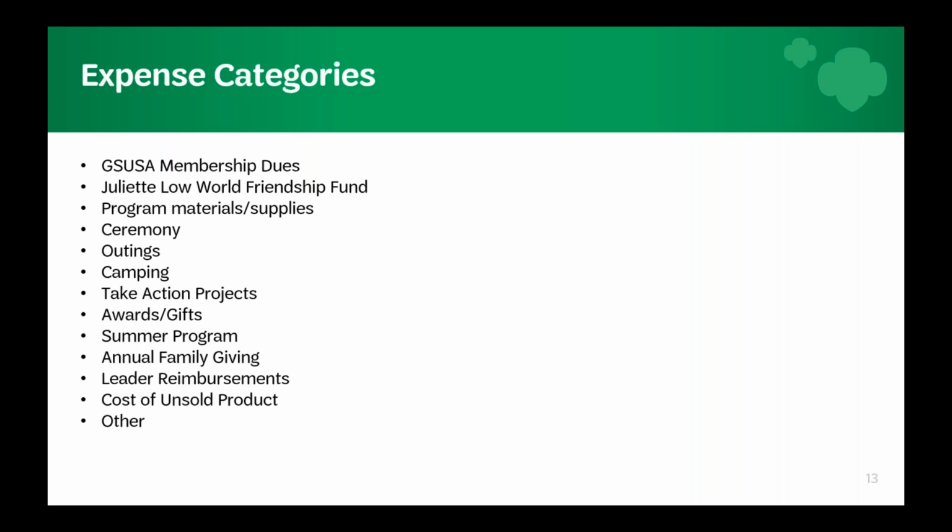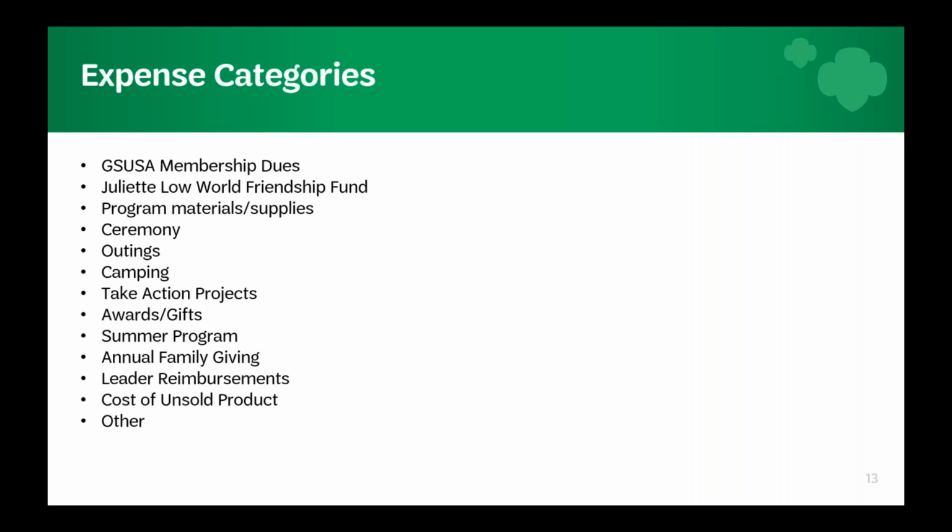Here are our expense categories. Pretty much this is self-explanatory too. A couple of things I just want to make note of. A lot of people don't know about the Juliette Low fund. This is a fund that was started because Juliette Low, if you don't know, really loved to travel and make new friends and all those other types of things. So this fund was established to support girls in that. You can find out more information about this particular fund in Volunteer Essentials. Just type in Juliette Low Friendship Fund and you'll be able to find tons of information about it as well.